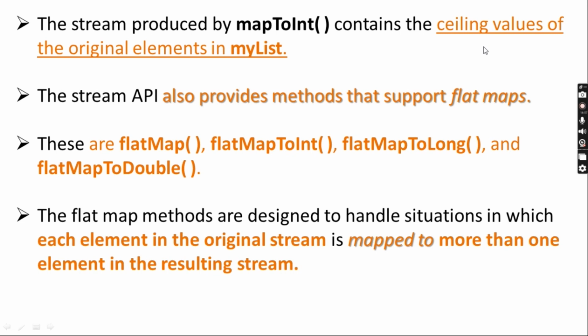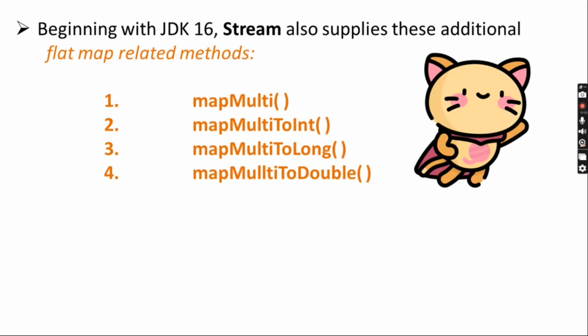Now, the stream produced by mapToInt contains the ceiling values, the uppermost whole number values. The stream API also provides methods for flatMap. The flatMap methods provided, flatMapToInt, flatMapToLong, flatMapToDouble, are designed to handle situations in which each element in the original stream is mapped to more than one element in the result stream. So directly only one-to-one mapping is not there. One-to-many mapping is provided in flatMap.